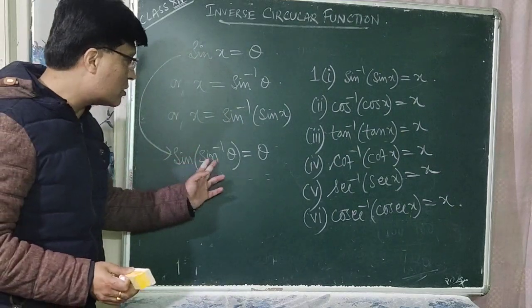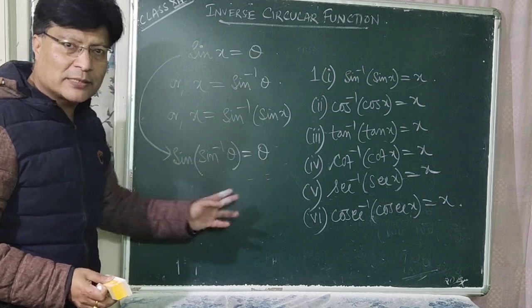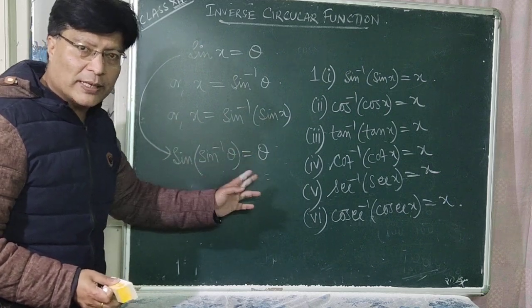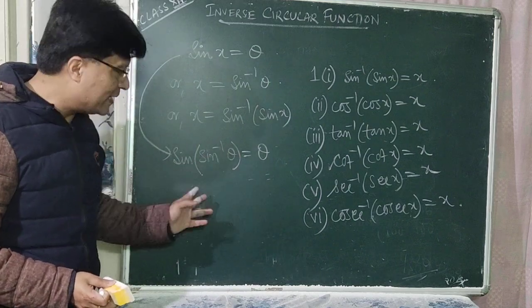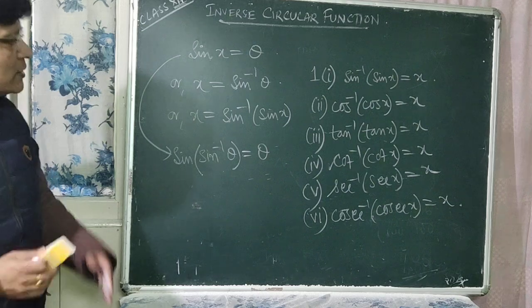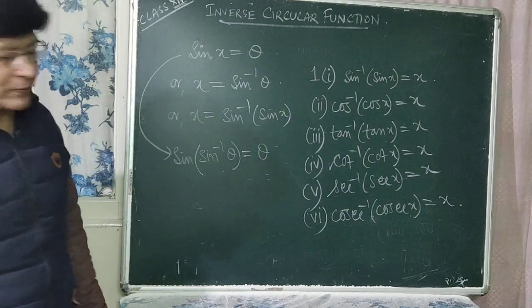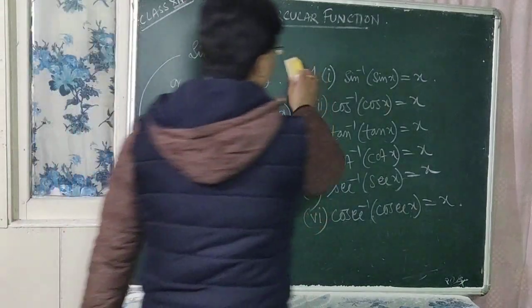Similarly, what is cos of cos inverse x? It is equal to x. Tan of tan inverse x is equal to x. Cot of cot inverse x is equal to x. Then sec of sec inverse x is equal to x, and cosec of cosec inverse x is equal to x. So that is your number 2 formula. Okay, so let us write down the number 2 formula.